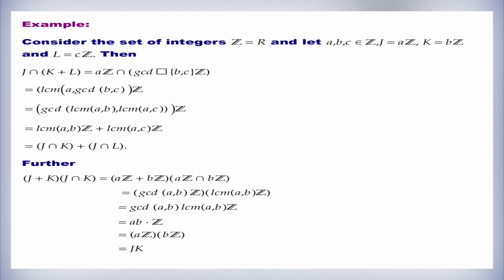Further, (J plus K) times (J intersection K) is equal to (AZ plus BZ) times (AZ intersection BZ), that is equal to (GCD of A comma B)Z times (LCM of A comma B)Z, which is equal to (GCD of A comma B times LCM of A comma B)Z, which is equal to ABZ, which can be written as AZ times BZ, and this is equal to JK.